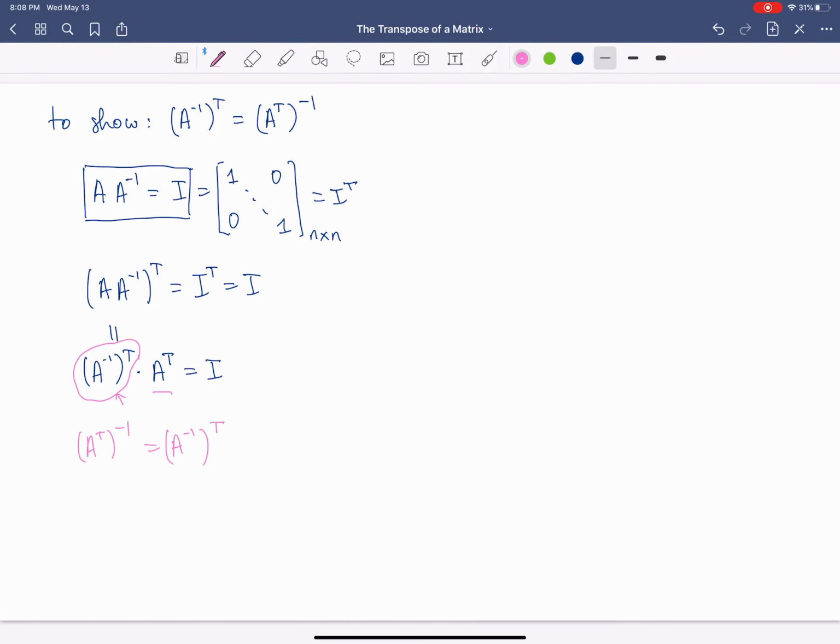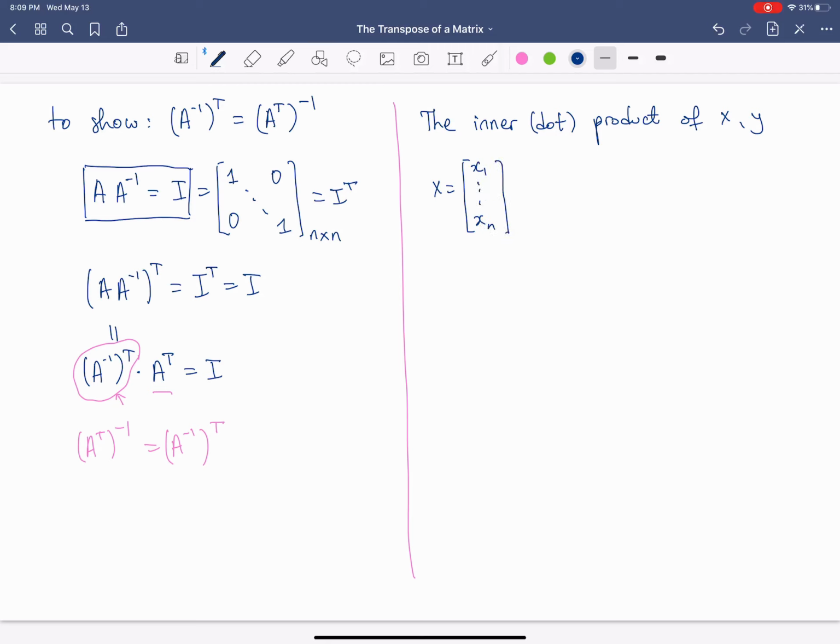With this new notation of transposition, we can actually express the inner product of two vectors. So let me write here the inner product, or the dot product if you wish, of two vectors x and y. Remember, we always think of our vectors as column vectors. So x has components x1 all the way to xn. y has components y1 all the way to yn.